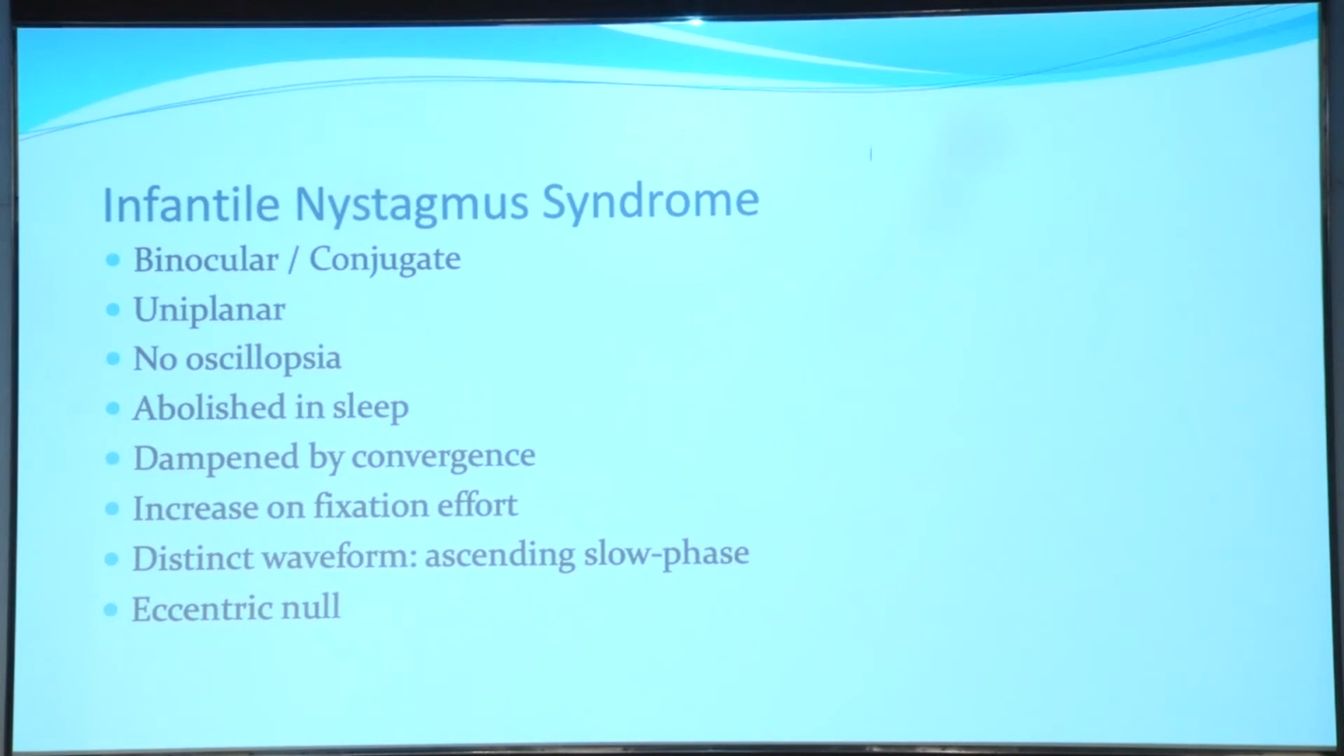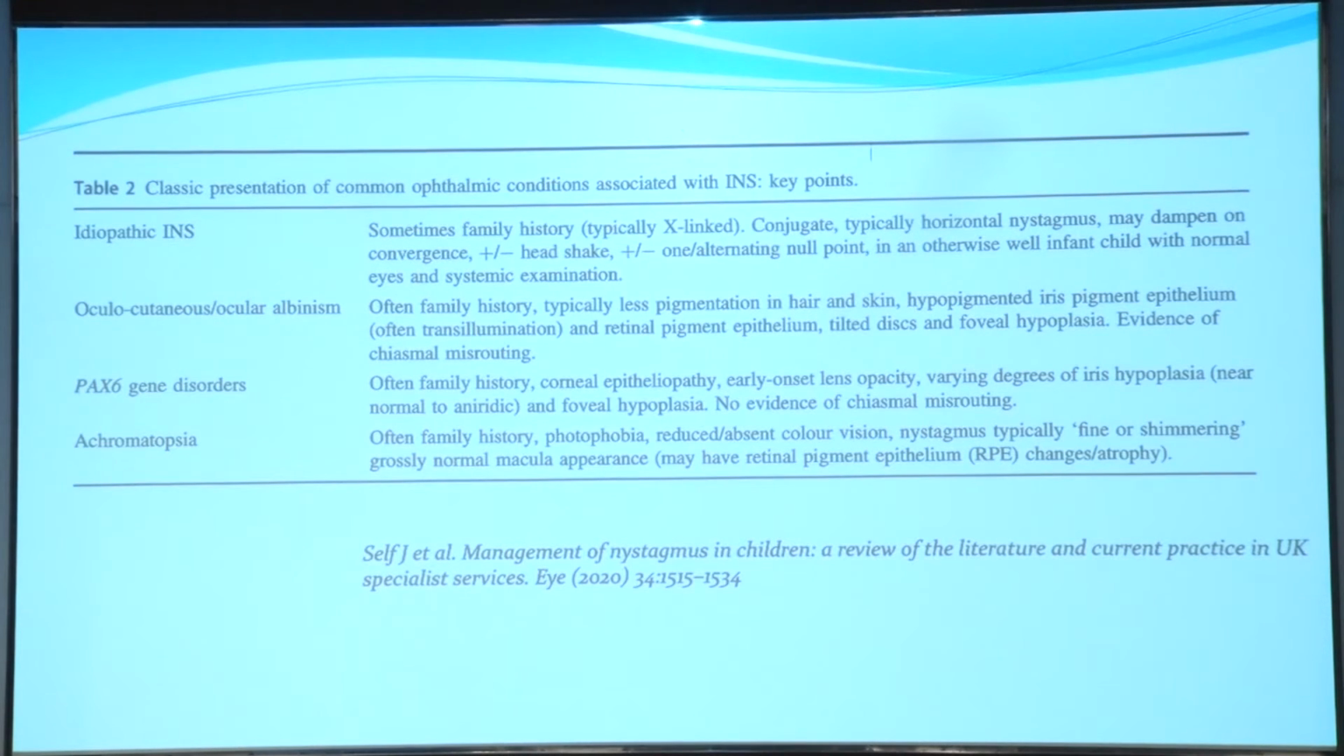It may or may not have an eccentric null gaze. The null may be there in primary gaze or maybe in dextroversion or levoversion. So this table similarly shows how an INS can present. It can present as idiopathic nystagmus, where there is some family history and, as I said, it is conjugate and horizontal. Then it can be associated with oculocutaneous albinism. It can be a PAX gene disorder or part of achromatopsia.